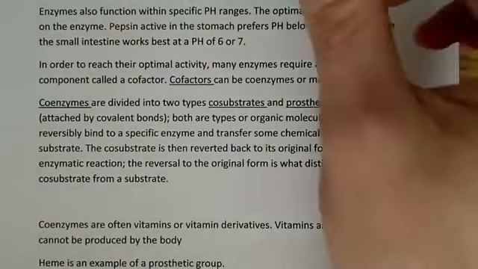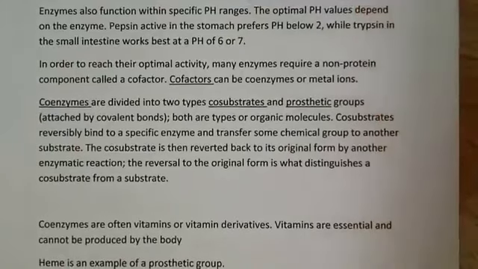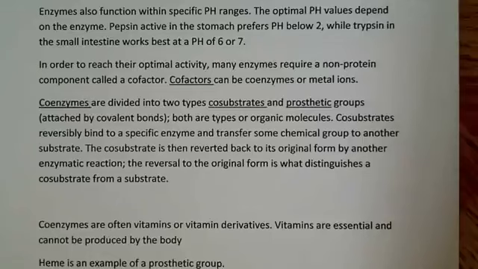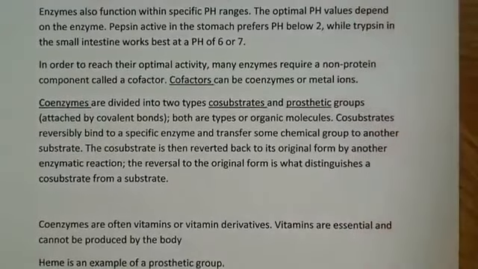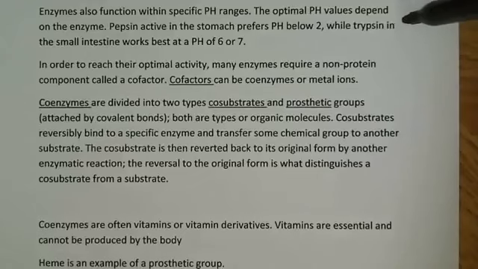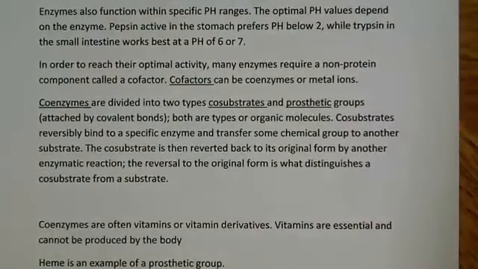Anyway, enzymes also function within specific pH ranges. The optimal pH value depends on the enzyme, so that makes sense because it's going to depend on what type of interactions are going on within the globular protein, what type of an active site we have, and such. There's two really simple examples that everybody's probably heard of: pepsin, which is active in the stomach, prefers a pH below 2. It makes perfect sense, the stomach pH is very low. While trypsin in the small intestine works best at a pH of 6 or 7. So you can see that there's a difference based on where these enzymes are located and what their function is.